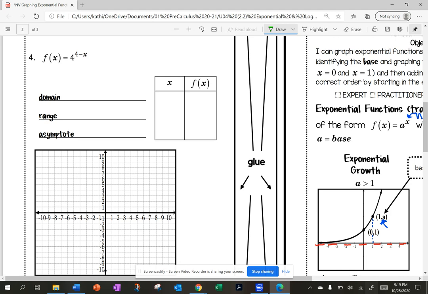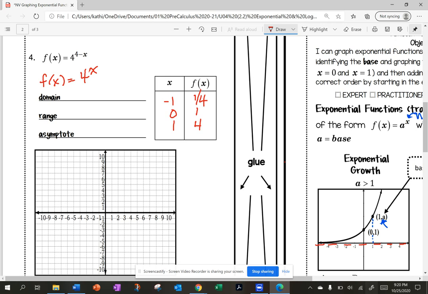Okay, so when I look at this, the exponent is raised to 4. So I know my base is 4. So I'm going to say my parent function is f of x equals 4 to the x. So -1, 0, and 1. If I substitute 4 to the 1, that's 4. 4 to the 0 is 1. 4 to the -1 is 1/4.